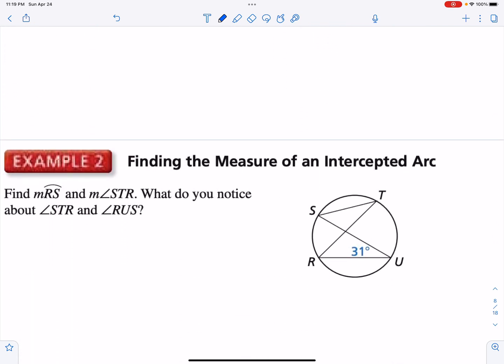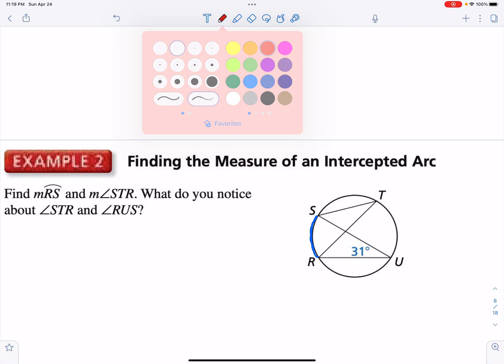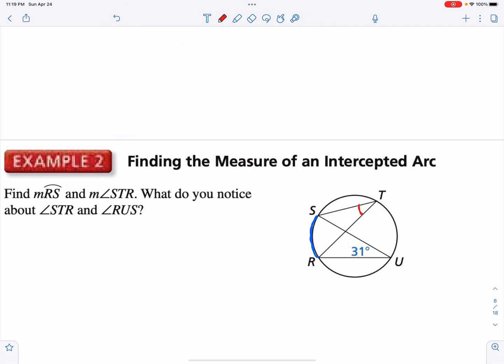Okay, so find the measure of RS. So they want us to find this arc right here. And then they want us to find STR. We'll do that in another color. So STR is this angle right here. And then it says, what do you notice?